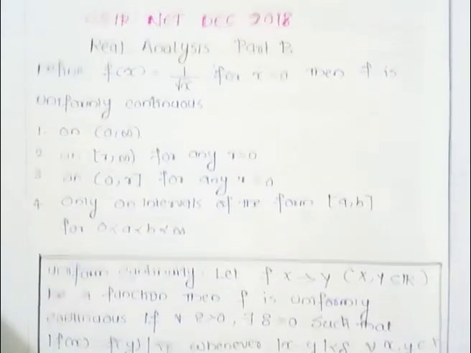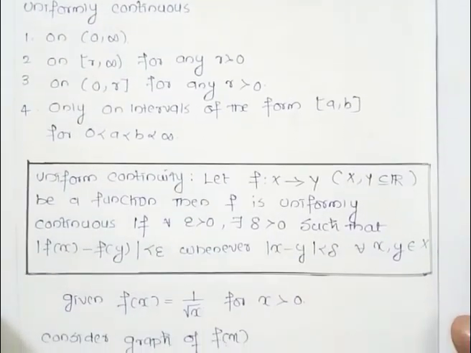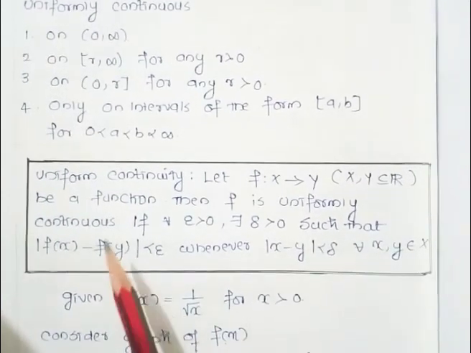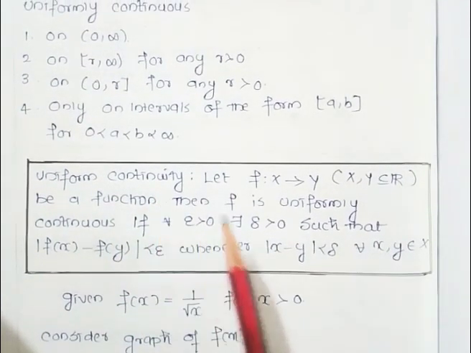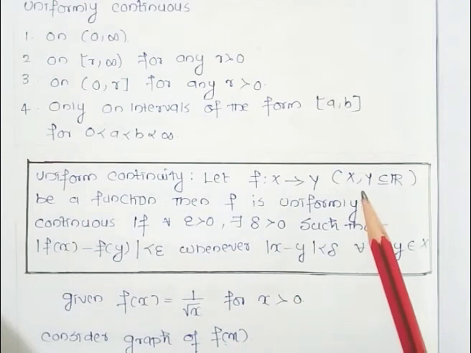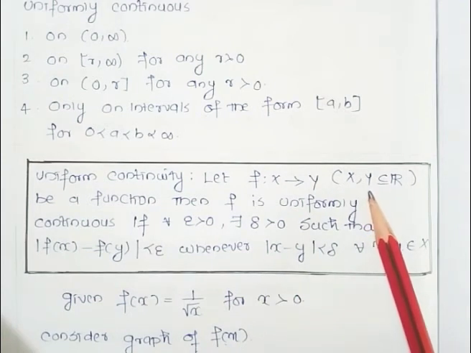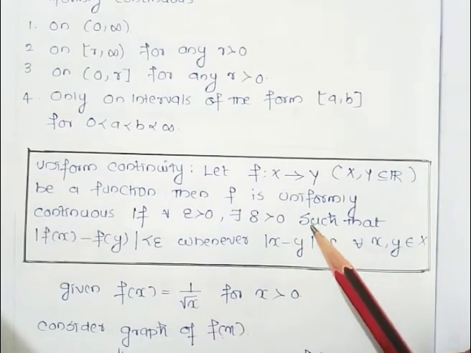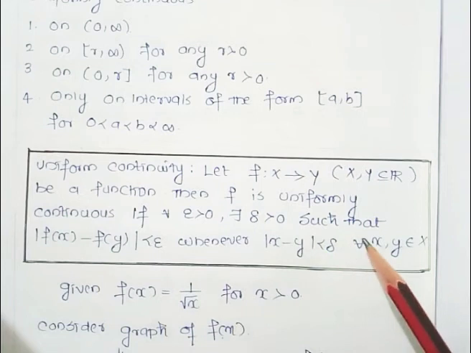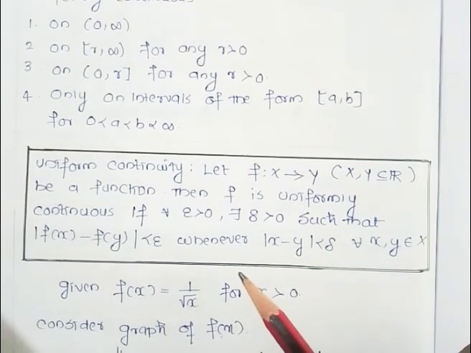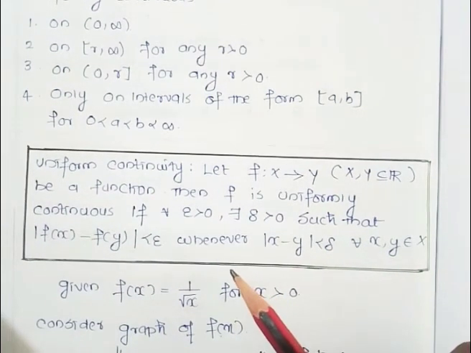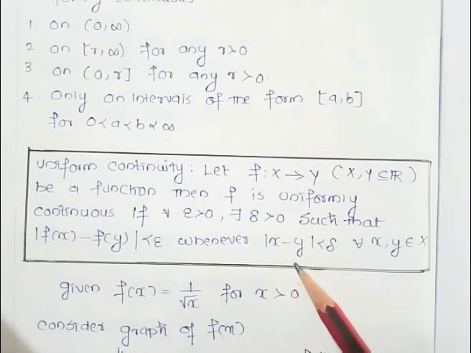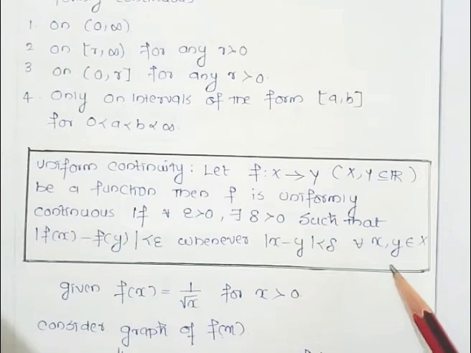So first of all we want to know what is uniform continuity of a given function. Definition: uniform continuity. Let f from X to Y, where X and Y are subsets of R, be a function. Then f is uniformly continuous if for all epsilon > 0 there exists a delta > 0 such that |f(x) − f(y)| < epsilon whenever |x − y| < delta, for all x, y belonging to X.